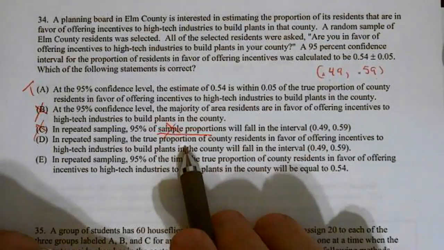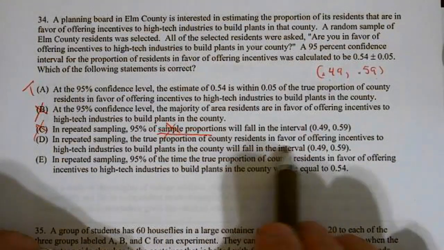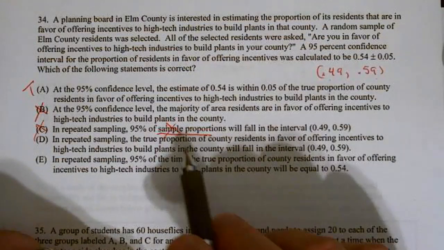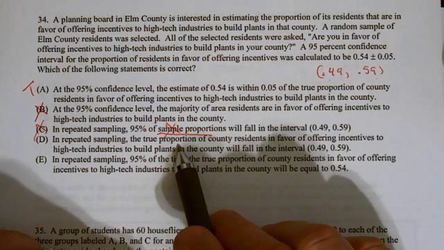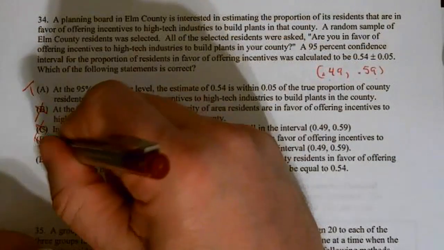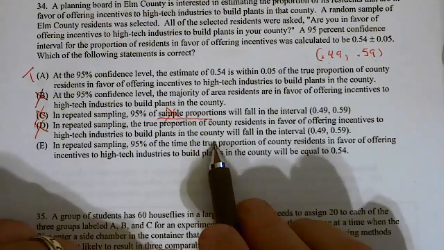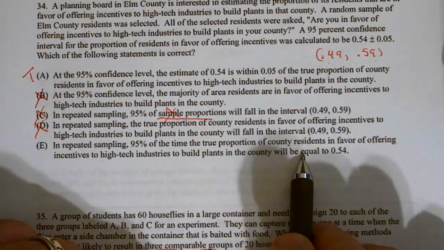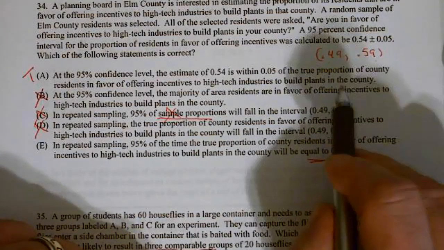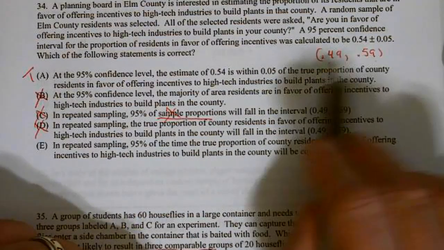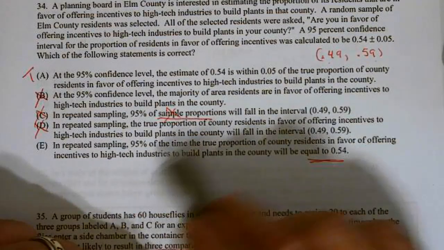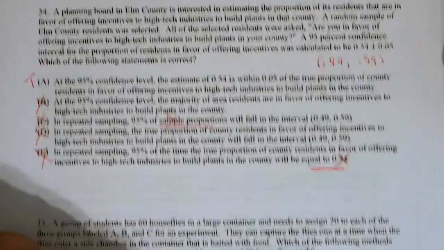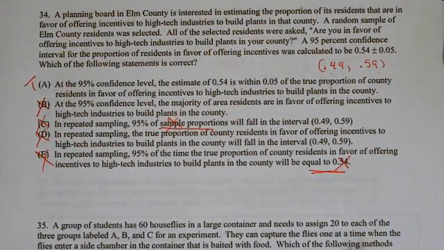When we proceed in sampling, the true proportion of county residents in favor will fall in the interval. No. In repeated sampling, our method captures the true proportion 95% of the time, so they said that wrong. In repeated sampling, 95% of the time, the true proportion of county residents in favor will be equal to 0.54? No. We are 95% confident that it lies within this interval, or 95% of the time in repeated sampling, we will capture it. We didn't say that it would equal something. So the only answer that works for number 34 is A.